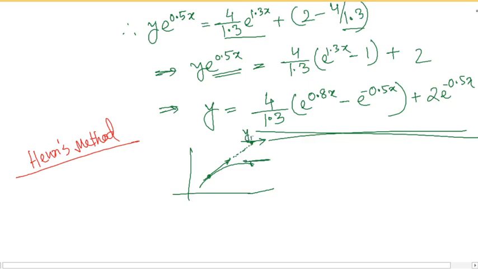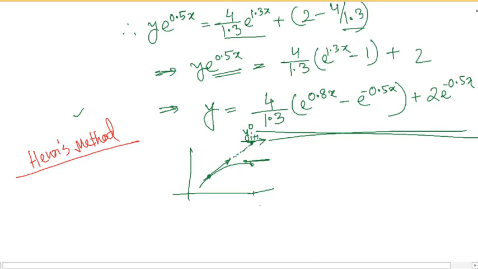This is yi plus 1, and this is not yi plus 1 in Heun's method. This is yi plus 1 using Euler's method. So better we give y not i plus 1, which is not the actual yi plus 1 using Heun's method. It is using Euler's method. So I'll go to this point first.